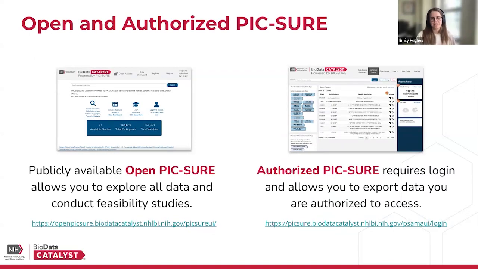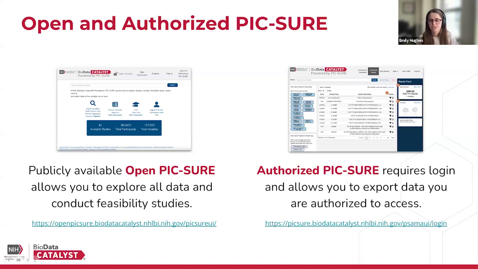There are two main points that you can access Picture. One is our publicly available tool called Open Picture. This means that you don't have to have access or an account. You can go to Open Picture and explore all of the data that's available in BDC and conduct feasibility studies. So if you have a research idea or are interested to see what sort of data is available on BDC, you can go here, search for variables, apply filters, and get a sense of the number of participants or the sample count that have your criteria of interest.